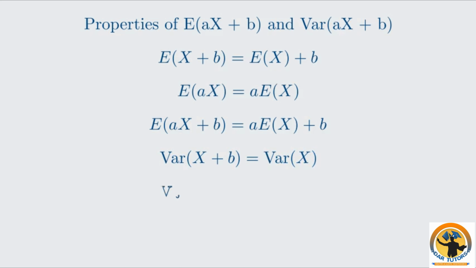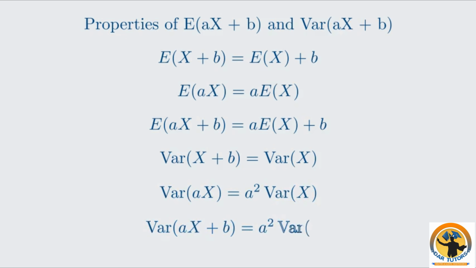However, multiplying by a constant a does affect the variance. If you multiply every value by a, the spread becomes a squared times as large. The variance of ax is a squared times the variance of x. So, the general formula for variance is that the variance of ax plus b is a squared times the variance of x. Let's apply these to a problem from the exercise.